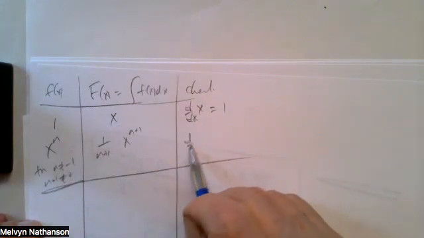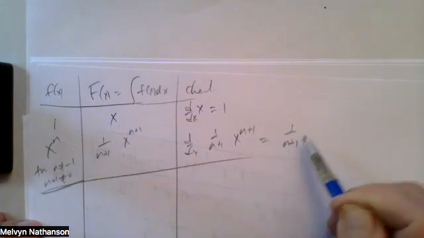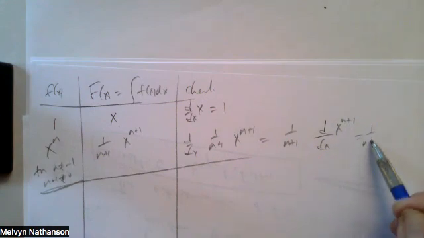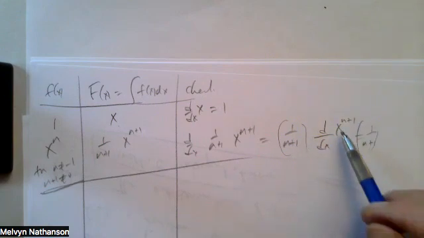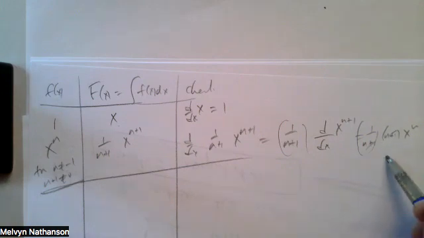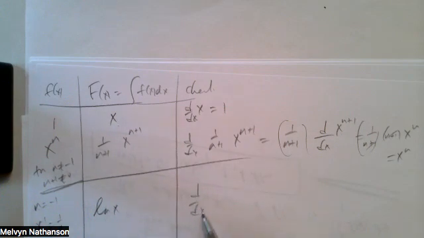And again, if you differentiate 1 over n plus 1, x to the n plus 1, you get 1 over n plus 1 times the derivative of x to the n plus 1. What's the derivative of x to the n plus 1? n plus 1 x to the n. The n plus 1's cancel, and we get x to the n. This is true for any power of x except minus 1. What about n equal to minus 1? That's x to the minus 1, or 1 over x. The antiderivative is the natural log of x, because we learned the derivative of the natural log of x is 1 over x.